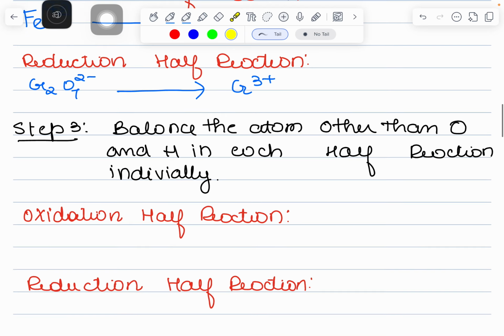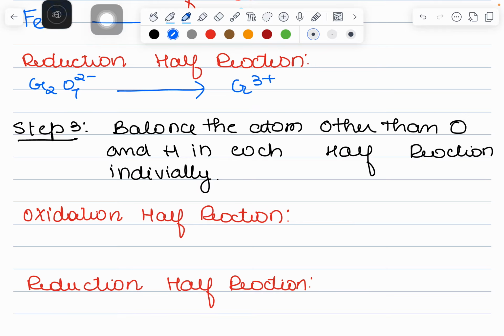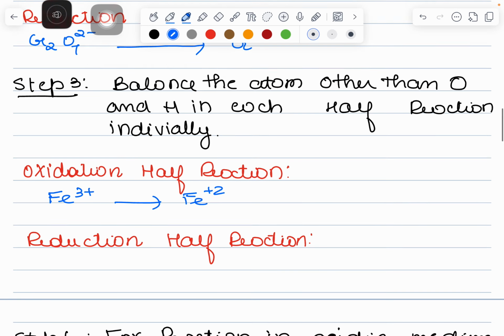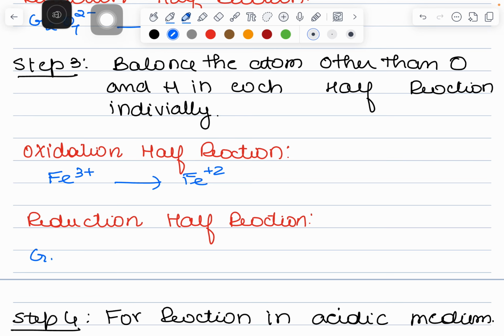So in the oxidation half cell, let's see what atoms are present. Fe3+ undergoes change to Fe2+. On both the left-hand side and right-hand side of the arrow, one Fe is present. So balancing is not required, it is already balanced.